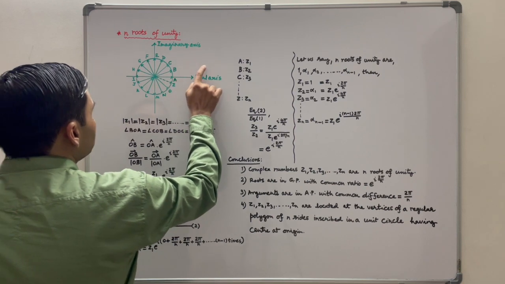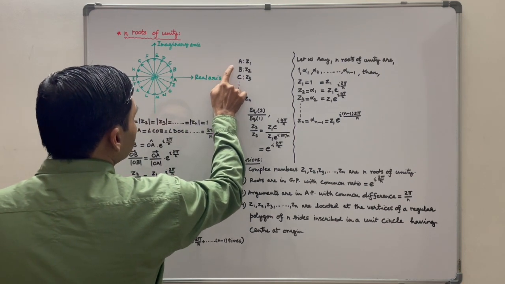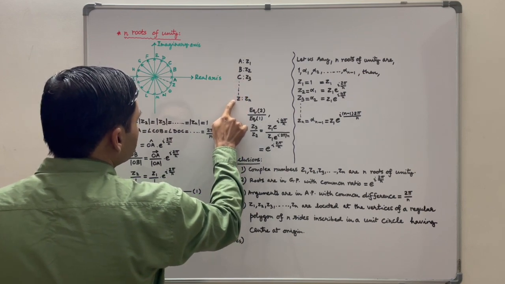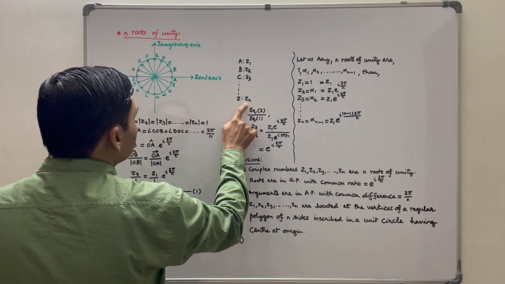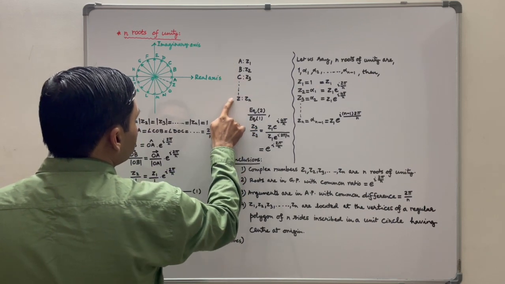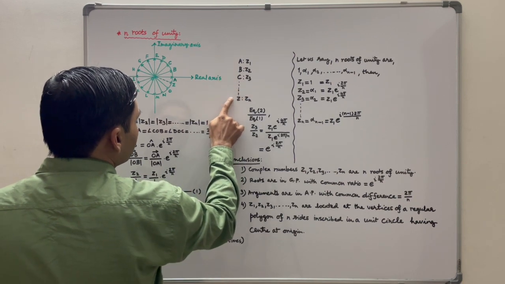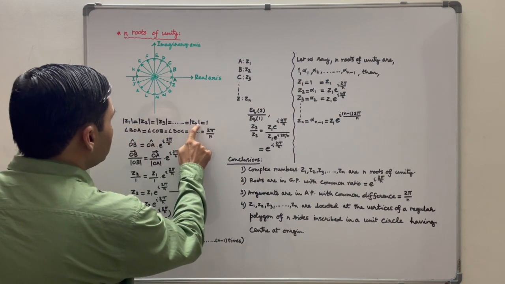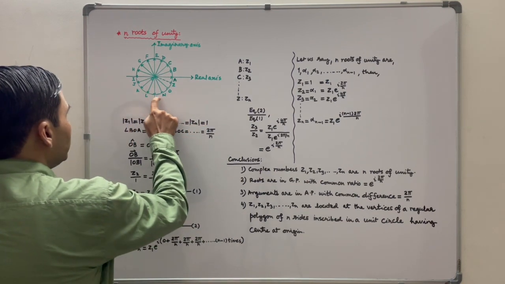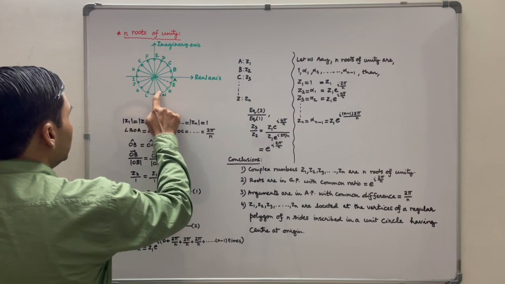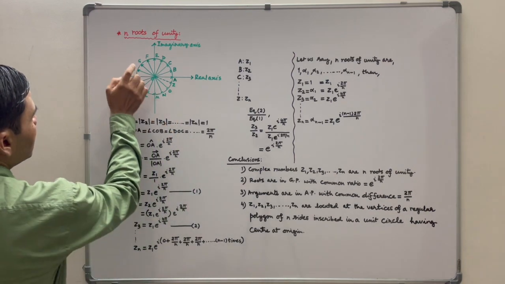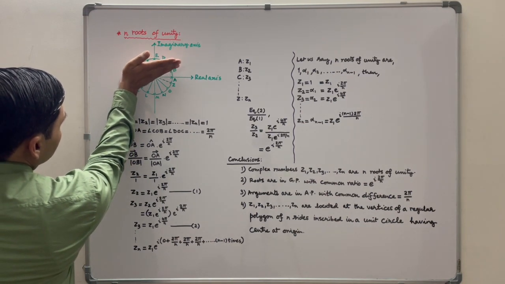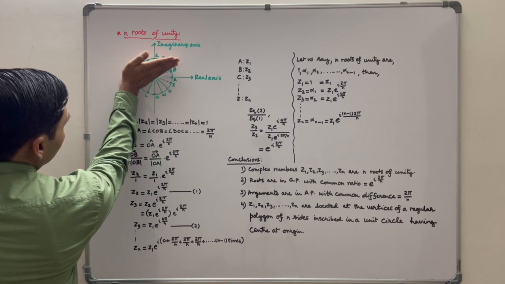Suppose point A represents complex number z1, B represents z2, C represents z3 and so on up to zn. We will find out all these complex numbers from z1 to zn, or n roots of unity. Mod of all these complex numbers is equal to 1 as the radius of this circle is 1 unit. In this figure, we can say that we will get unit vector OB by rotating unit vector OA by angle 2 pi by n by applying rotation theorem.